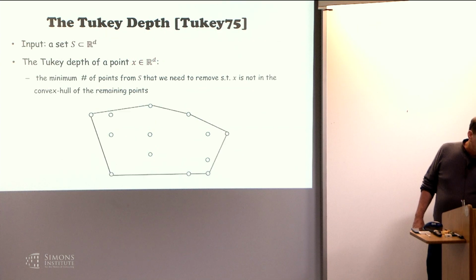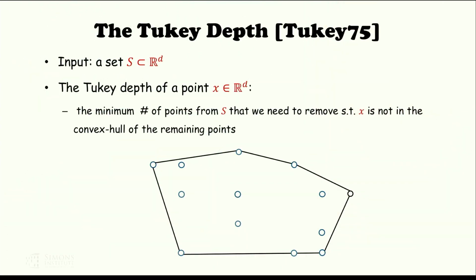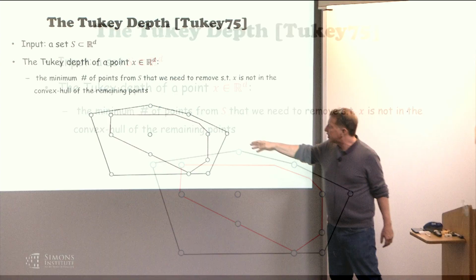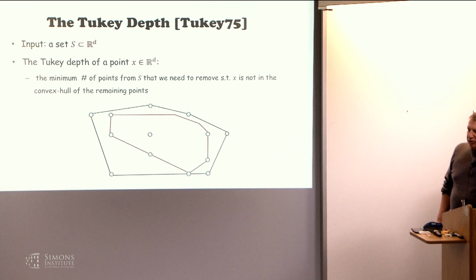So, for instance, if we take all the points outside the convex hull, all of them have Tukey depth 0. All the points in the convex hull have Tukey depth at least 1. So if you want to return a point in the convex hull, it's enough to return a point with Tukey depth at least 1. In this case, all the points in the red polygon have Tukey depth at least 2. It's a polygon which has strange nodes, but these are the points of depth 2.